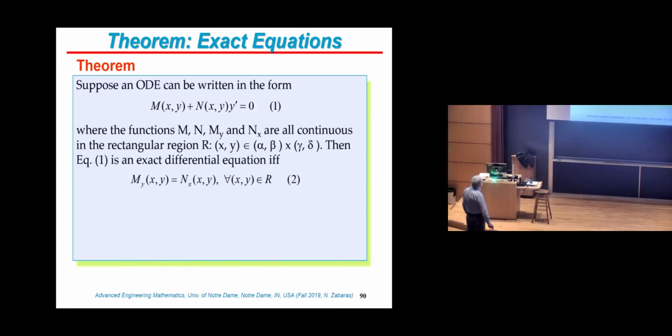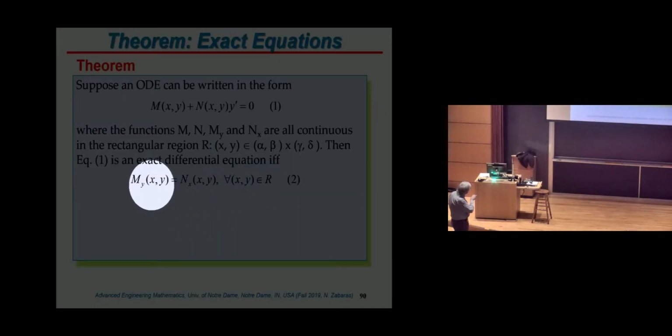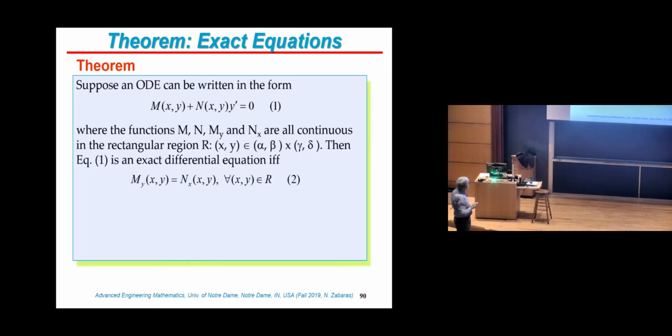Remember, we set m to be the derivative of psi with respect to x, and n to be the derivative of psi with respect to y. Now, if psi is a function of x and y, and it's a continuous function, the second derivative of psi with respect to x and y is the same as the second derivative of psi with respect to y and x. You can change the order. So if the derivative of m with respect to y and the derivative of n with respect to x are equal, then there is some function psi that does the job.